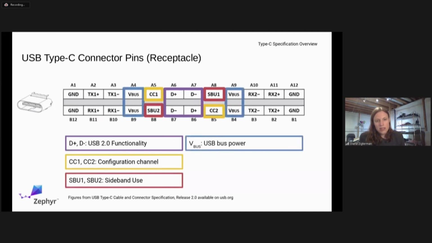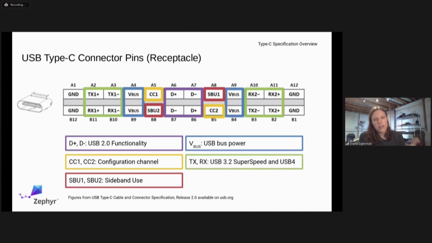Up next, we've got VBus. So this is that voltage we talked about that can range from 5 volts to 48 volts. That's delivering power through to the sink. And last but not least, we've got our USB 3.2 SuperSpeed pairs, and these are also used in USB 4. So your host side is going to have all these pins present.